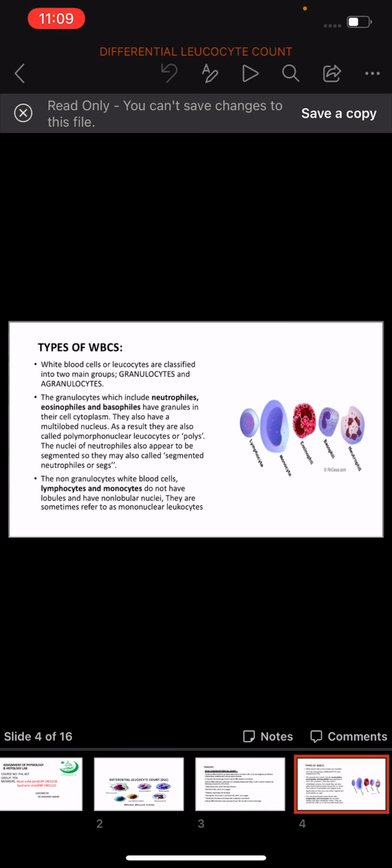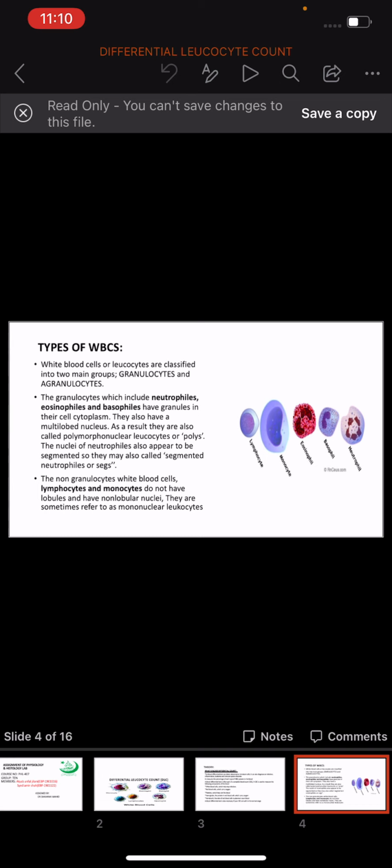And then we have types of WBCs. WBCs, or leukocytes, are classified into two main groups: granulocytes and agranulocytes. The granulocytes, which include neutrophils, eosinophils, and basophils, have granules in their cell cytoplasm. They also have a multi-lobed nucleus. As a result, they are also called polymorphonuclear leukocytes or polys. The nuclei of neutrophils also appear to be segmented, so they may also be called segmented neutrophils or segs.